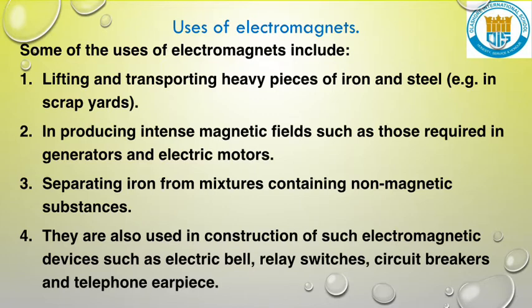Another use for electromagnets is in separating mixtures. This finds application in dump sites. That's a very good example. In dump sites, where all sorts of waste are dumped, metals, plastics, and different kinds, if you want to separate the iron from the others, you just need an electromagnet to pick up the iron and separate the iron waste from the rest. And then also they are used in construction of regular everyday devices like the electric bell, the relay switches, the circuit breakers, and your telephone earpiece. Each of these will be looked at also in another lesson.